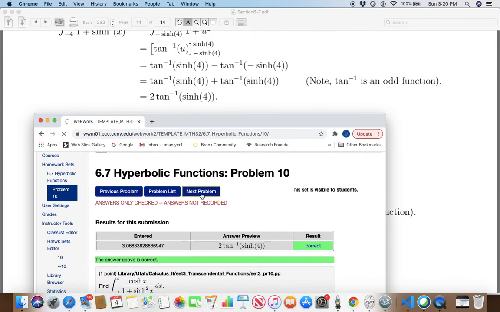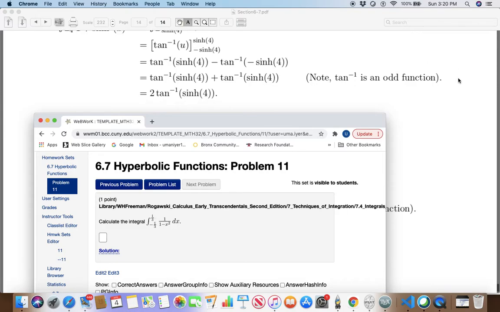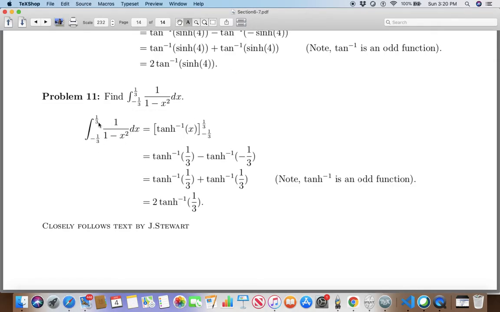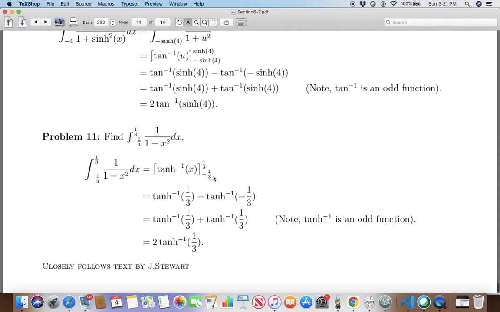Good. Next problem. Calculate the integral from negative 1/3 to 1/3 of 1 over 1 minus x squared. Well, the integral of 1 over 1 minus x squared is inverse tanh. So don't forget, the integral of 1 over 1 plus u squared is tan inverse, whereas minus gives me inverse tanh. I'm simply going to apply it to these limits.